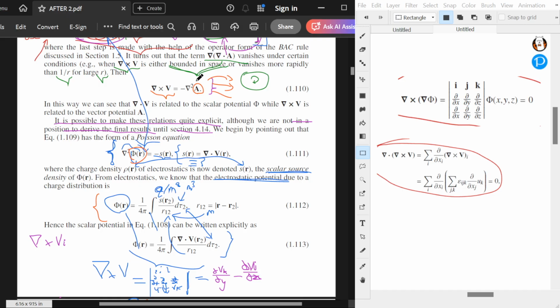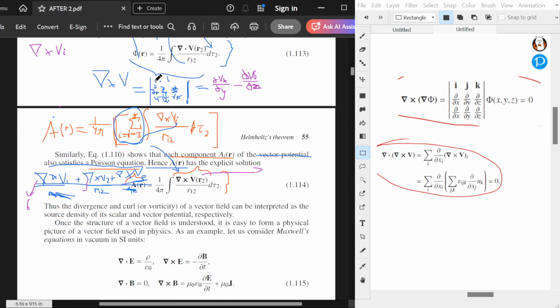So we have this equal minus S(R), where this is S(R). Satisfy, hence A(R) has the explicit solution. A(R) equals this. Yeah, these are all V's. A_i has nothing to do with this. A_i is just on one side of the equation, V is on the other side. We're only dealing with V's right now.